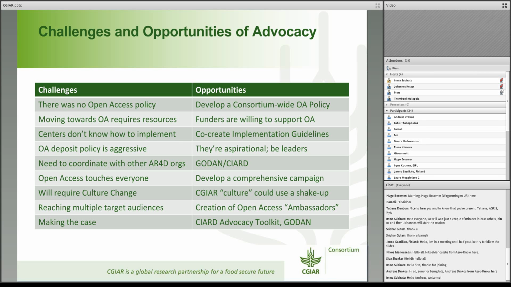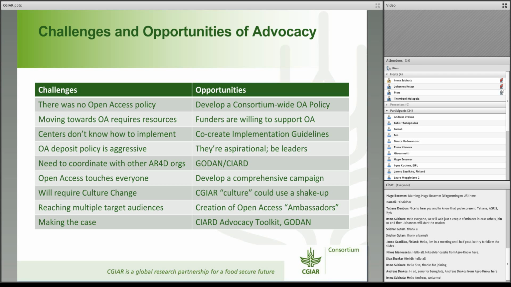Then there is the key point that we can't just be introspective. We can't just look within CGIAR. We have to work with other agricultural research for development organizations, and the real opportunity there is to work through CIARD and GODAN to collaborate. As I mentioned, as shown on the previous slide, open access does touch everyone, so we are going to have to develop a much more comprehensive campaign to promote this initiative, but also show how it benefits them, what's in it for them, and how it can make their lives better and contribute to the greater goals of CGIAR.